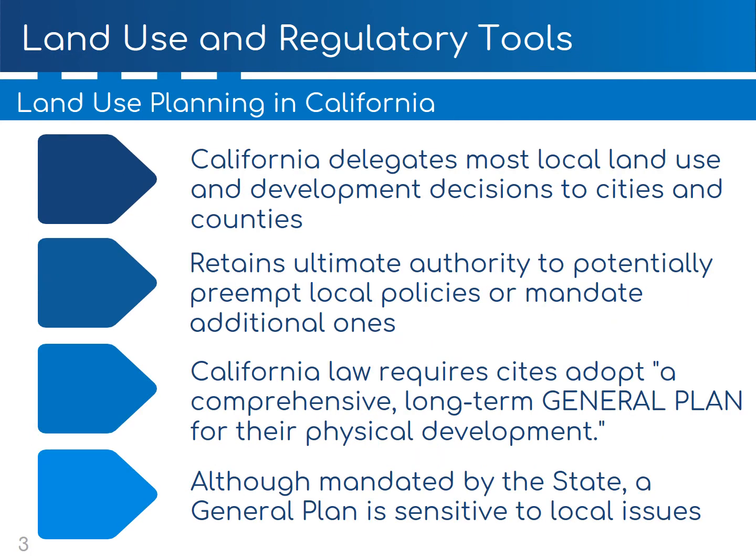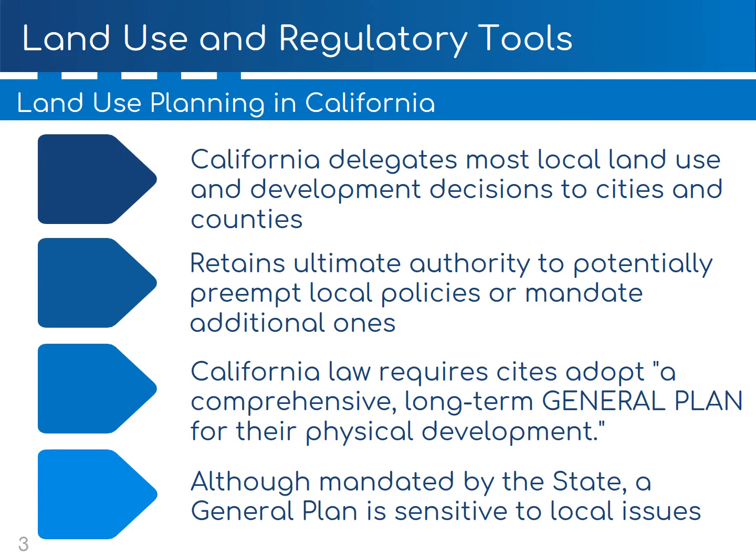In California, the state delegates most local land use and development decisions to cities and counties while still retaining ultimate authority to preempt local policies or mandate additional ones. It is with this authority that state law requires each incorporated city and county to adopt, for its physical development, a long-range plan called a general plan.